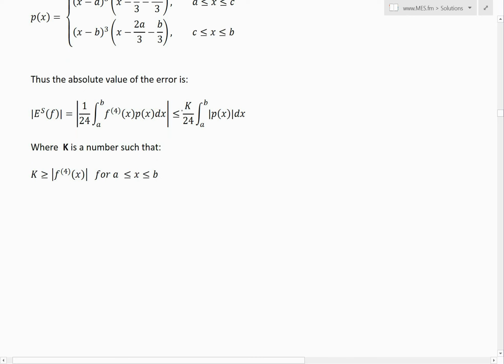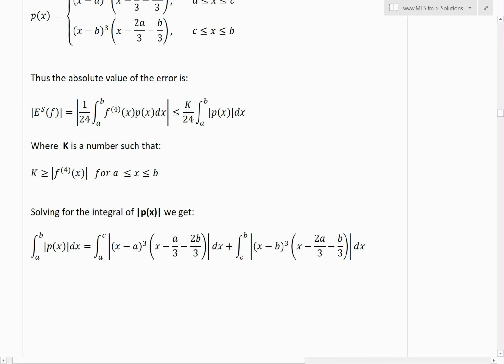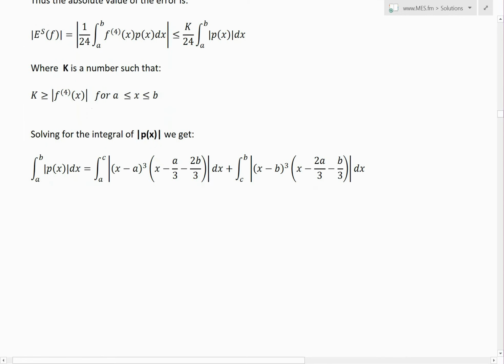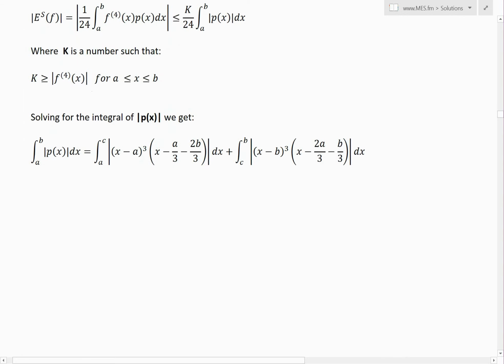We're just picking a really high number K, the highest possible value of the fourth derivative in this domain. So that's why it's less than or equal to. So that's the absolute value, it's going to be less than this number here. And again, I explained a lot of this in the other error-bound proofs for the trapezoid and midpoint rule. So now what we have to do is solve for the integral of the absolute value of p of x.